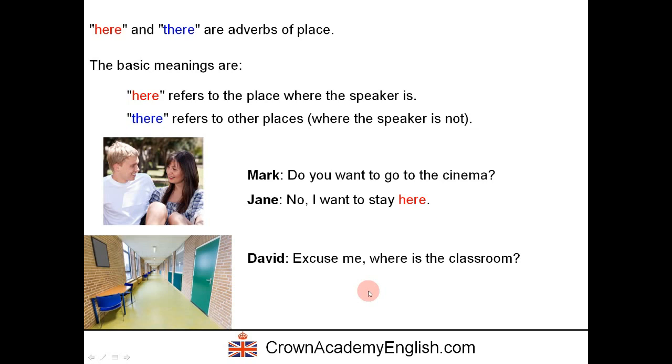David asks, "Excuse me, where is the classroom?" And the teacher replies, "It's there. The green door on the right. It's there." So this is referring to somewhere else, another place, so not close to the speaker. Okay, it's further away. It's there.